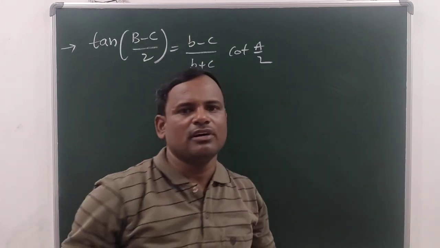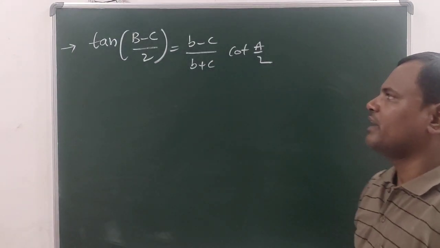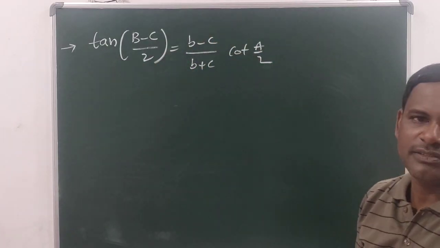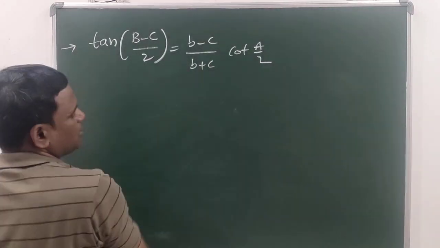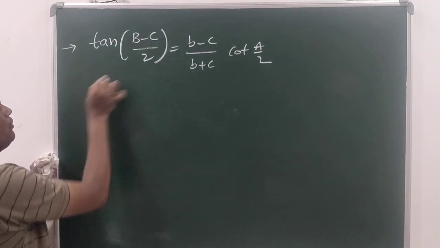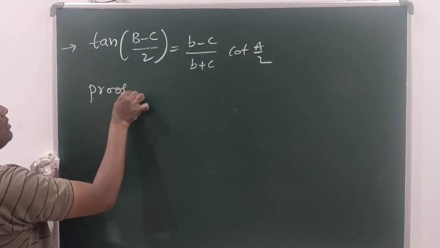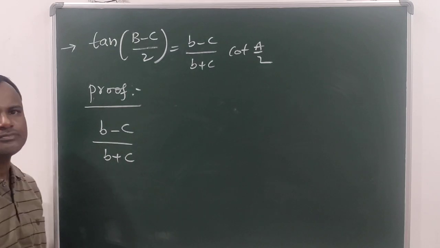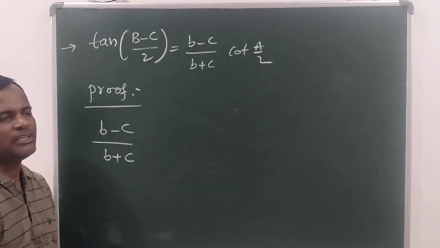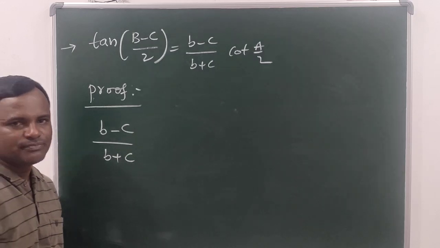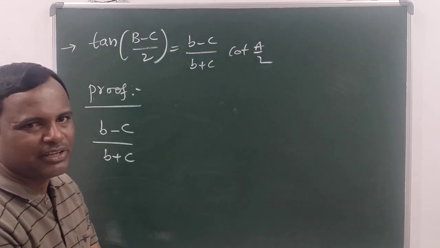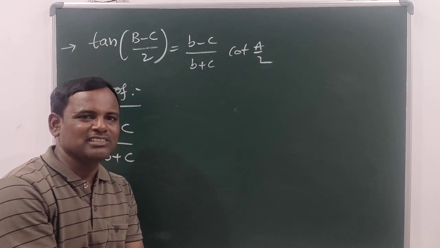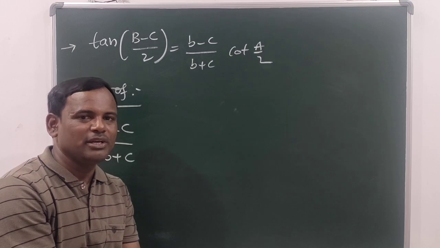To prove this tangent rule, I would like to consider the RHS, and then I prove the LHS. Otherwise, you can do the proof like this. Now simplify this, (b minus c) by (b plus c). For this I need to use the sine rule. You know what the sine rule is? We already proved it: a equal to 2R sin A, b equal to 2R sin B, c equal to 2R sin C.